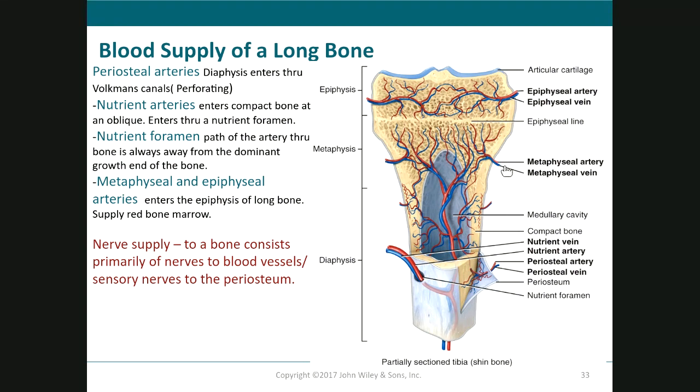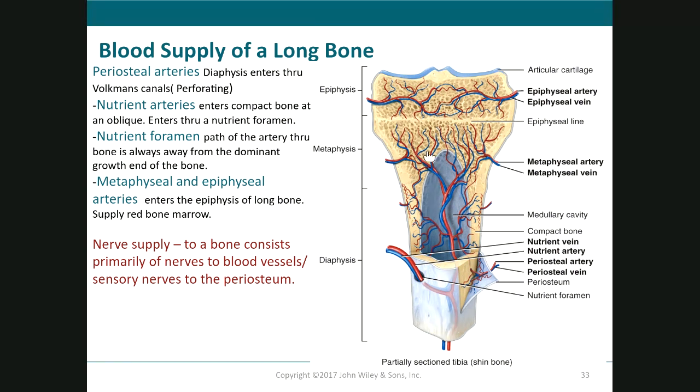arteries. The nerve supply to the bones consists primarily of nerves to blood vessels and sensory nerves applying to the periosteum. So you could see the image here, the periosteal arteries, the nutrient arteries via the nutrient foramina, metaphyseal and epiphyseal arteries. So we can see how the bones are very, very vascular, and they also have a rich supply of nerves. That's why when we fracture a bone, it hurts quite a bit. And also, for example, like bone cancer, I understand is a very painful type of cancer.